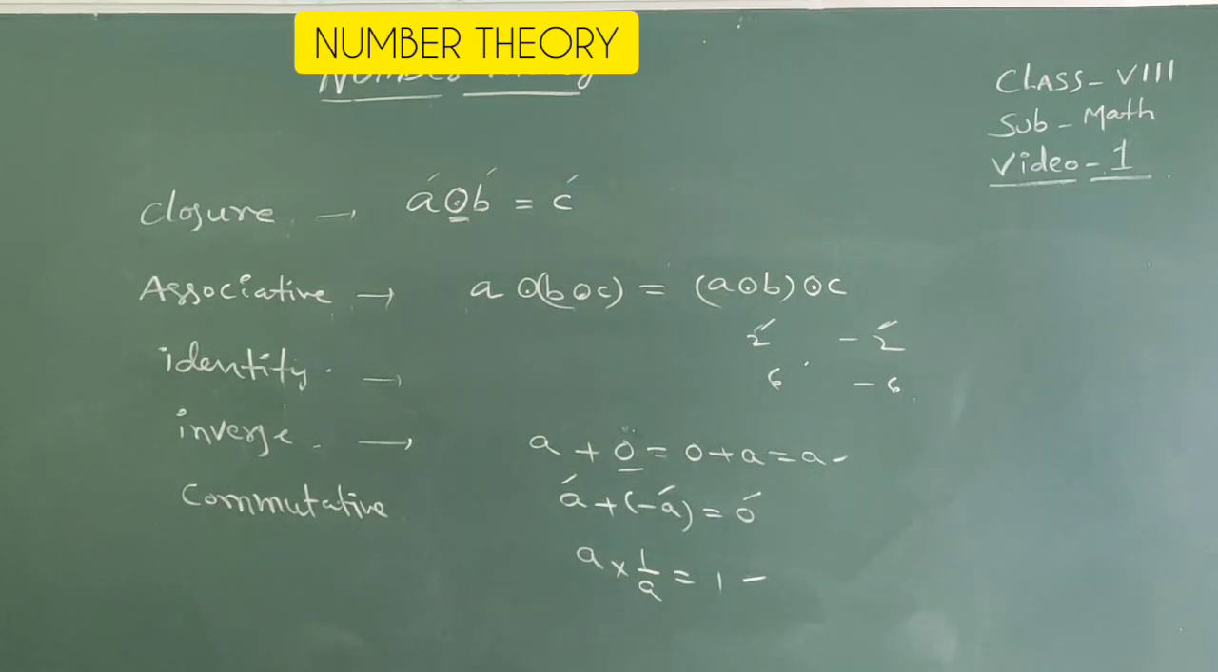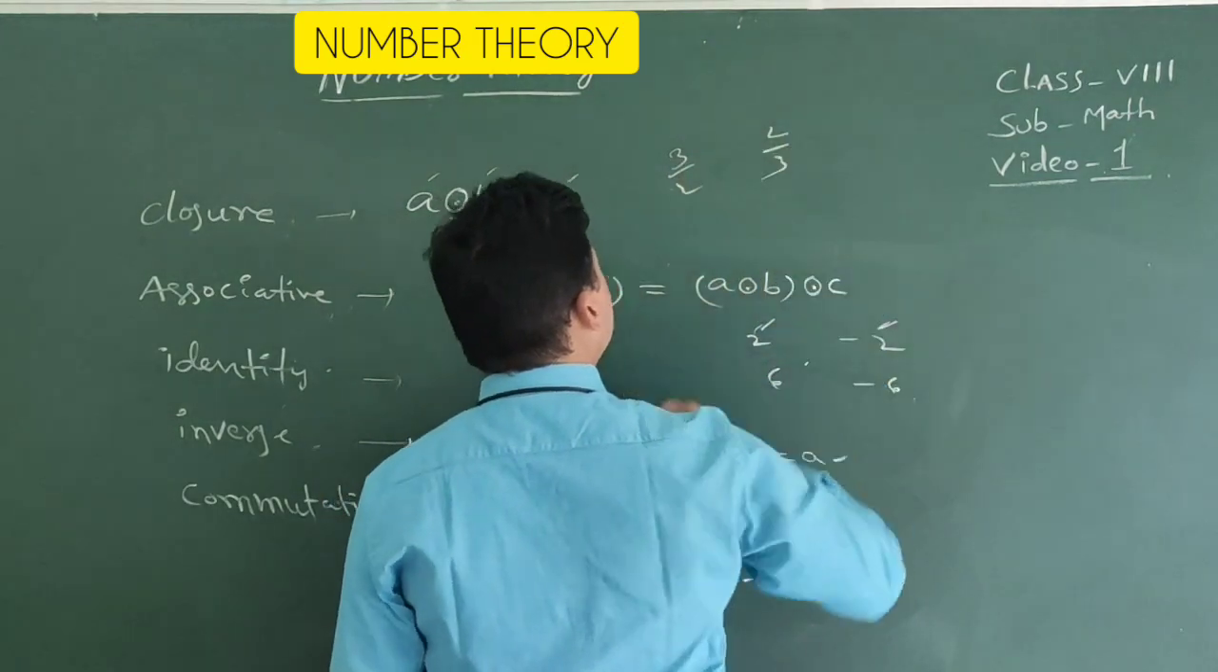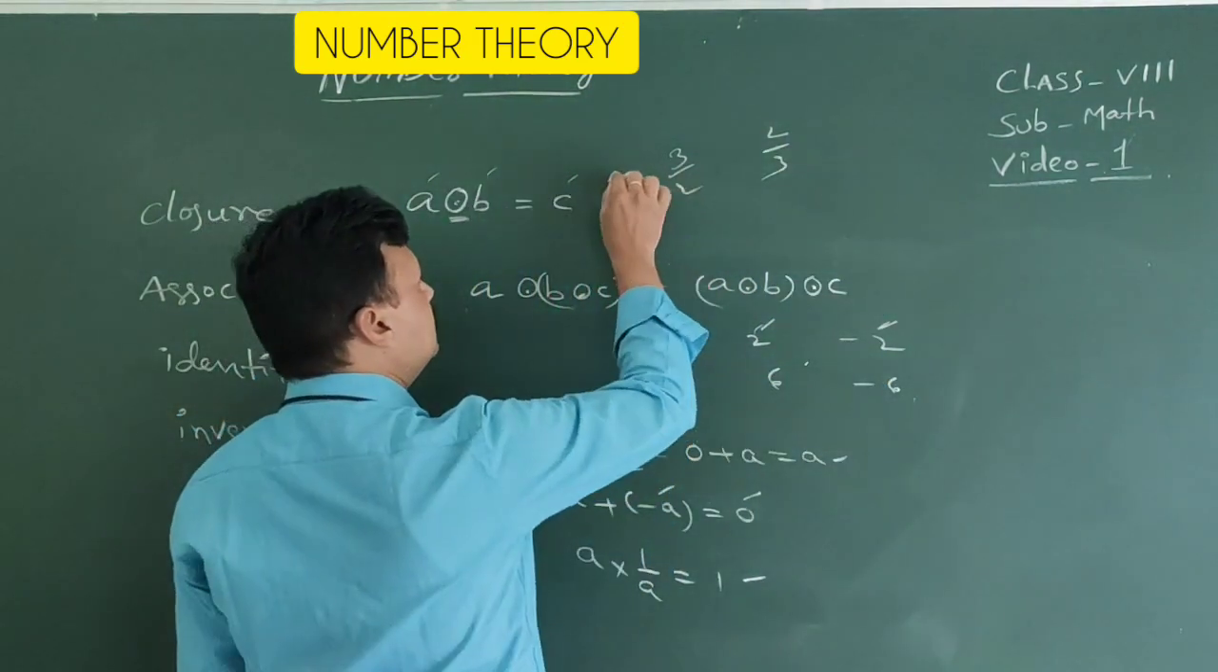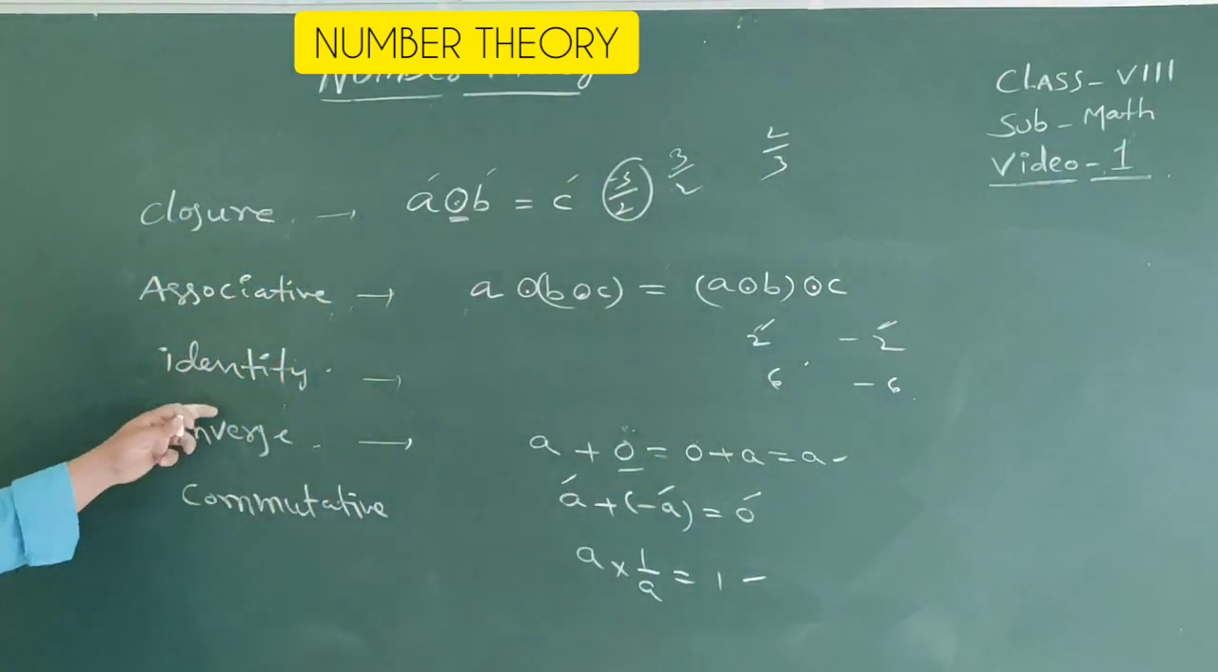1 by 3 is given means 3. 2 by 3 is given means 3 by 2. For 3 by 2, 2 by 3 is the multiplicative inverse. For 3 by 2, minus 3 by 2 is the additive inverse. Additive inverses are different from multiplicative inverses.